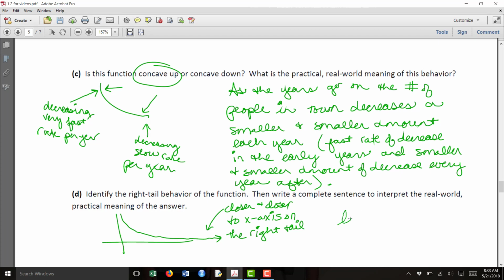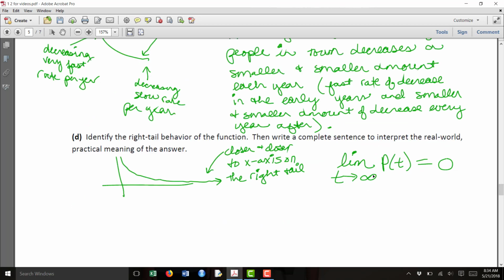In limit notation, we say the limit as t goes to infinity of that function p of t is 0. It's getting closer and closer to 0. In real-world terms, to say that t is diverging to infinity means as the years get higher and higher, we're saying the p of t function approaches 0. That means the population of the town gets closer and closer to 0 people in town.